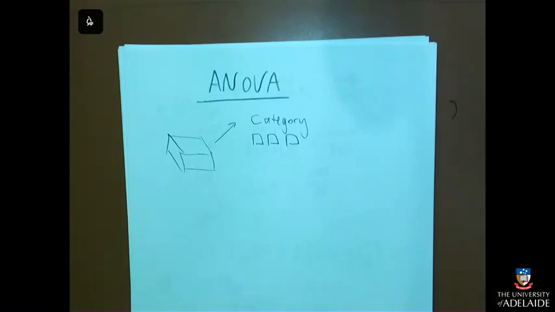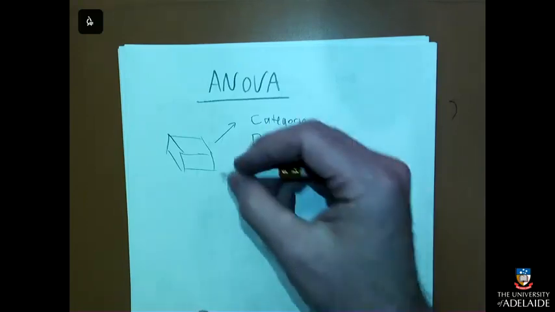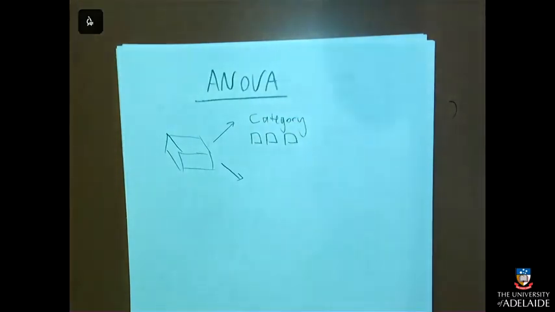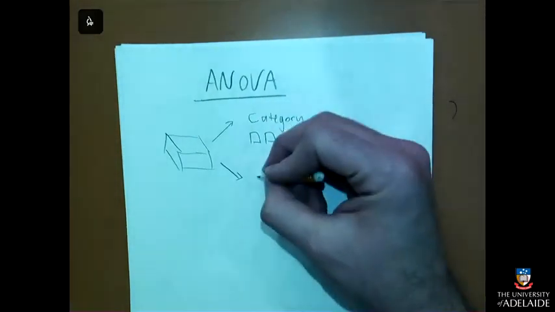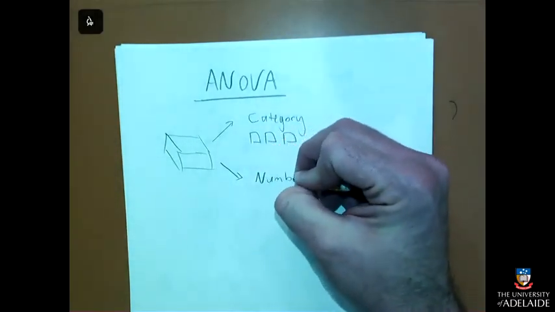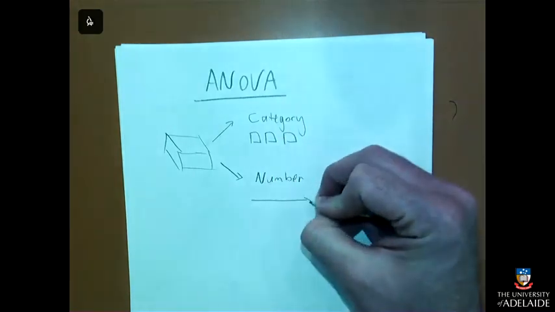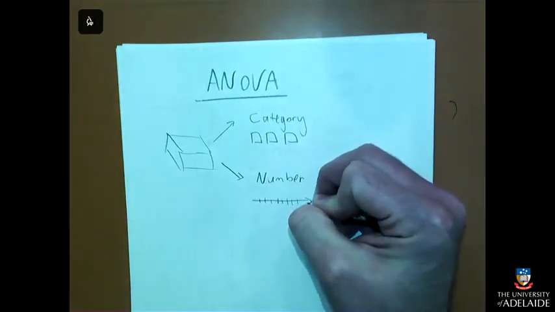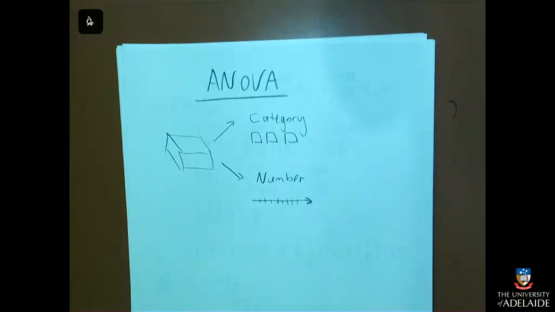It could be anything that allows you to split your subjects into separate categories. Okay? And then the other variable that you've written down is a number. I'm going to draw number as a scale on which the number is recorded. This is like your x-axis or your y-axis or whatever it is. Okay, this is the situation in which ANOVA is used.